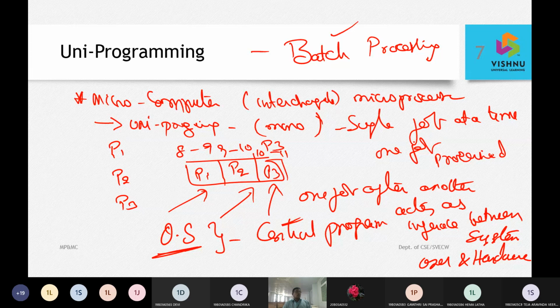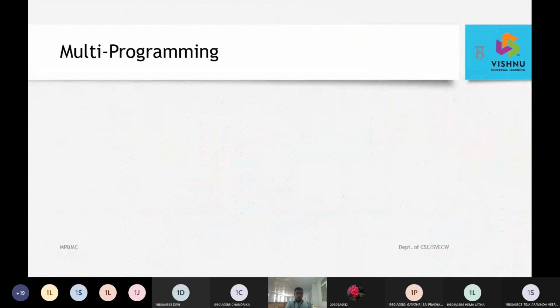So in the batch processing system, what we have highlighted was that one job at a time is going to be executed. That is the first and foremost item we need to look into. Next, one job will execute, later on another job will execute, later on another job will execute. So they follow the serial nature of executing things. This is what we talk about here as uniprogramming.